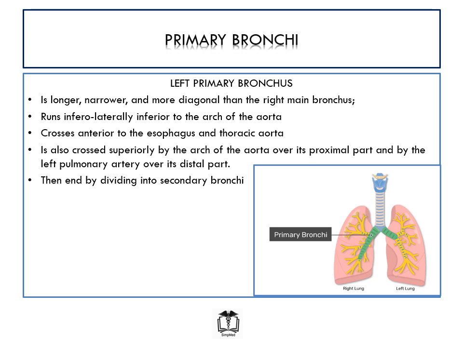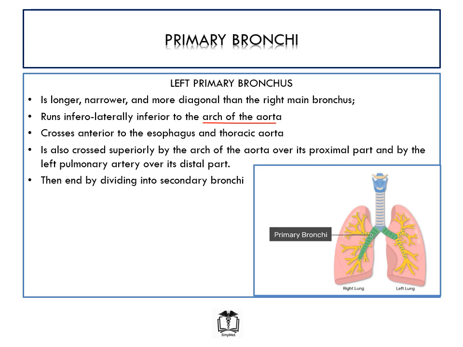The left primary bronchus, or the left main bronchus, is distinct from the right by virtue of the fact that it is longer than the right, narrower than the right, and more diagonal than the right main bronchus. It runs inferolateral to the arch of the aorta. So just as the right main bronchus is related to the arch of the azygos vein, the left primary bronchus is related to the arch of the aorta.